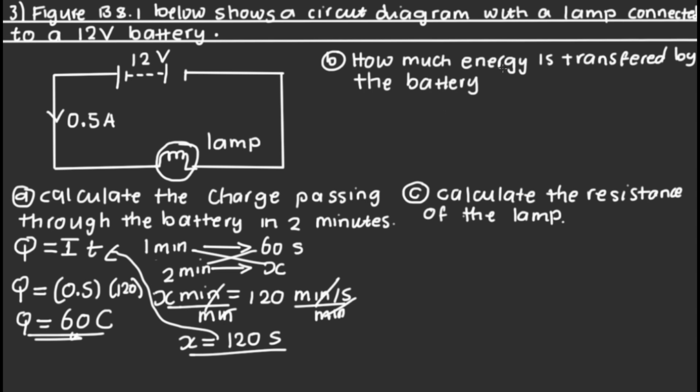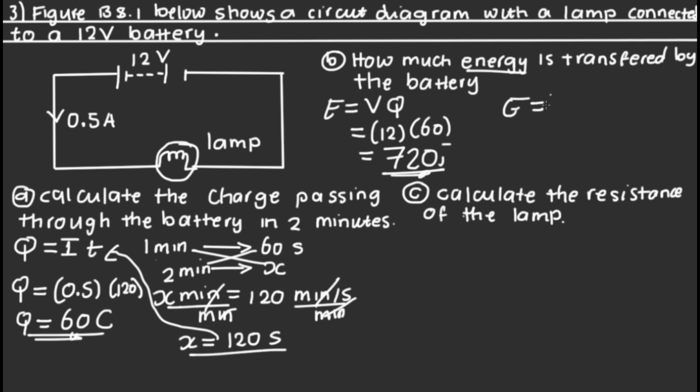So how much energy, here we want energy, is transferred by the battery. So energy is given by voltage times the charge. What is our voltage? It is 12. Then what is our charge? Charge is 60. So what is 60 multiplied by 12? I'm getting 720 joules.